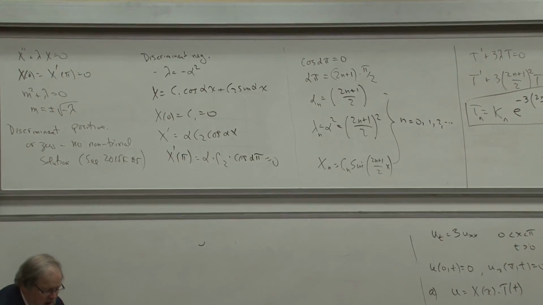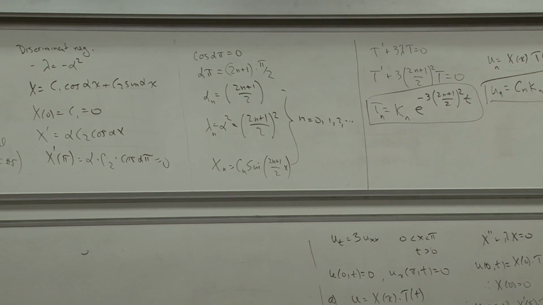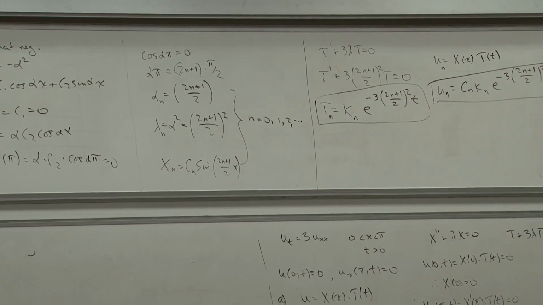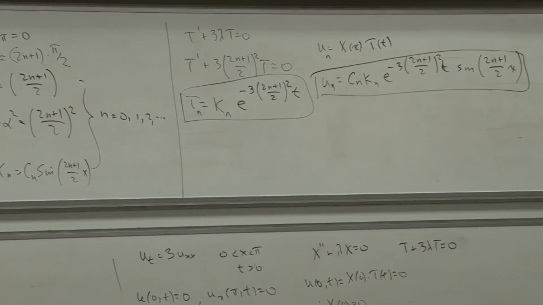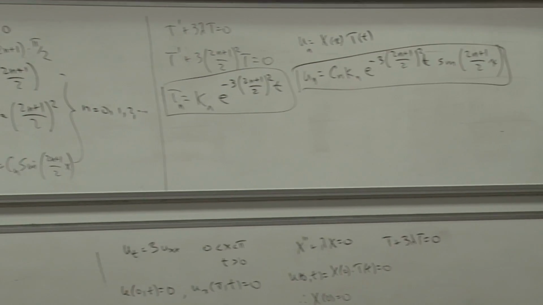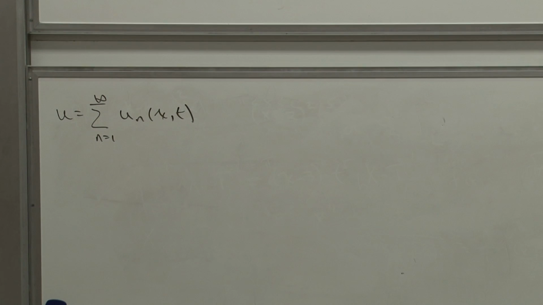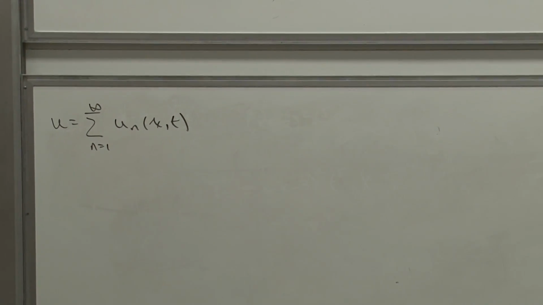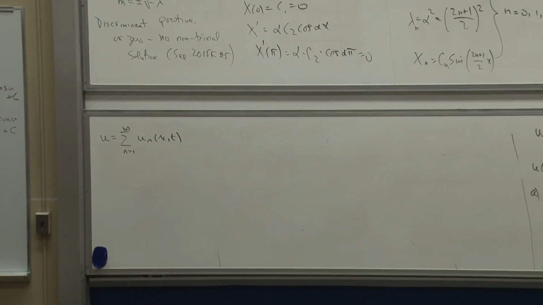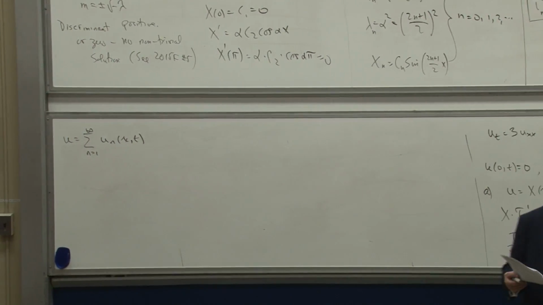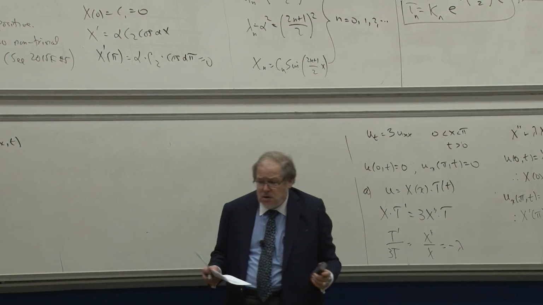And what does part D say? It says give the formal series solution. So formally, I have a solution for each value of n. I have a solution which is some constant times that ugly thing in terms of t times the sine function, and the differential equation is homogeneous, it's linear, and therefore sums of solutions are solutions.